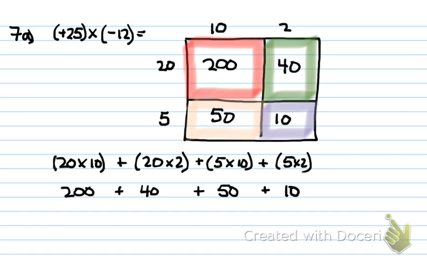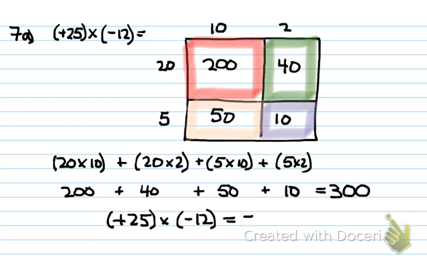Now we have 200 plus 40, that's 240, and another 50 is 290, and another 10 gives us 300. So our answer is going to be 300. But remember, we were multiplying positive 25 times negative 12. So our actual answer is going to be negative 300. So positive 25 times negative 12 is negative 300.